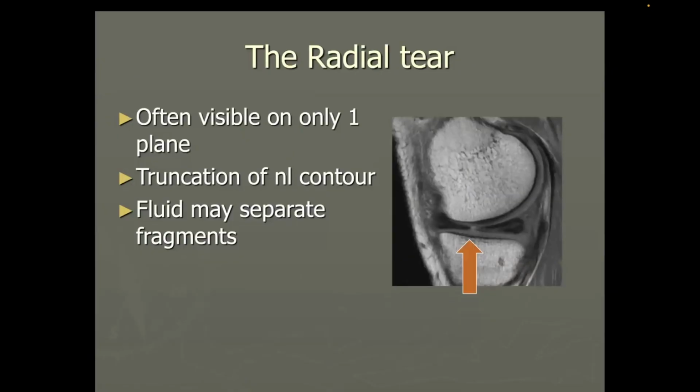Radial tears are typically seen in only one plane. So here you see a radial tear, medial meniscus. You'll see truncation of the meniscus around the tear, and fluid will separate the fragments.